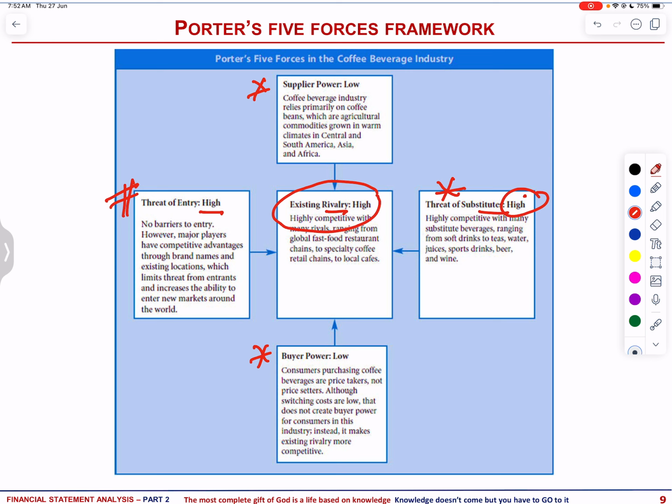Coffee faces competition from major global players offering substitute beverages such as Coca Cola, PepsiCo, Nestle, etc.